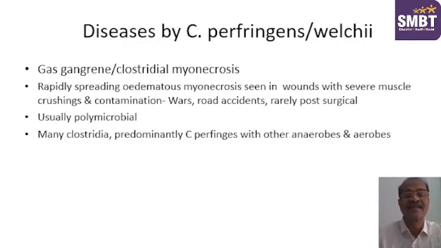The disease caused is mainly gas gangrene, which is also a kind of clostridial myonecrosis, and initially there is edema. There is a lot of edema along with myonecrosis in wounds, especially seen in wounds where there is severe muscle crushing, like roadside accidents or wars, where crushing and contamination are there. So anaerobic conditions are created in such conditions and infection starts from here. Again, this is also a polymicrobial infection, with predominantly perfringens along with other organisms involved.